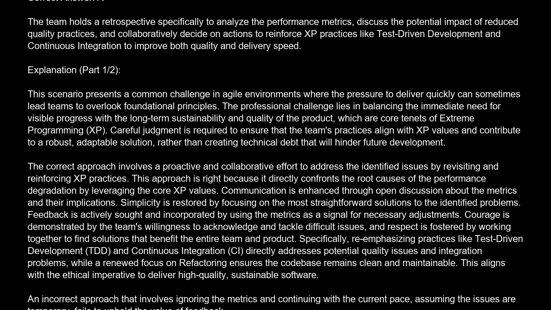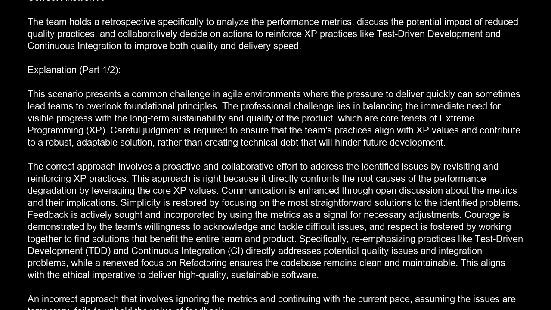The correct approach involves a proactive and collaborative effort to address the identified issues by revisiting and reinforcing XP practices. This approach is right because it directly confronts the root causes of the performance degradation by leveraging the core XP values. Communication is enhanced through open discussion about the metrics and their implications. Simplicity is restored by focusing on the most straightforward solutions to the identified problems. Feedback is actively sought and incorporated by using the metrics as a signal for necessary adjustments.